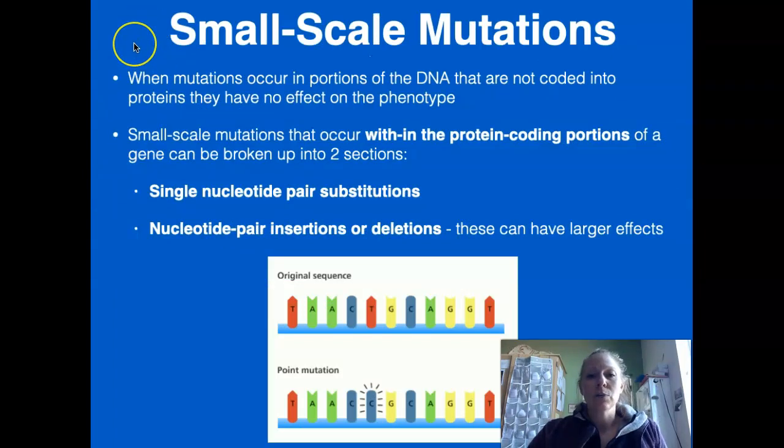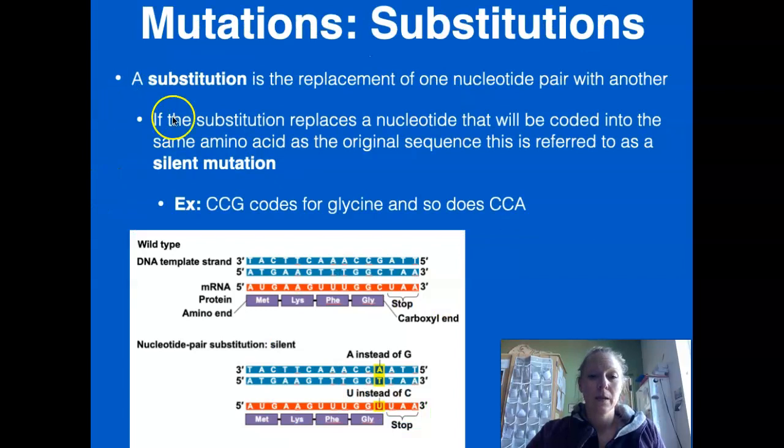And so when mutations occur in portions of the DNA that are not coded in the proteins, so if it's not expressed, then it'll have no effect on the phenotype. Small-scale mutations that occur within the protein coding portions of a gene can be broken up into two sections. So we're going to talk about single nucleotide pair substitutions and nucleotide pair insertions or deletions. These are the ones that have larger effects. So let's start with the single nucleotide pair substitutions. And this is very simply when one nucleotide is replaced.